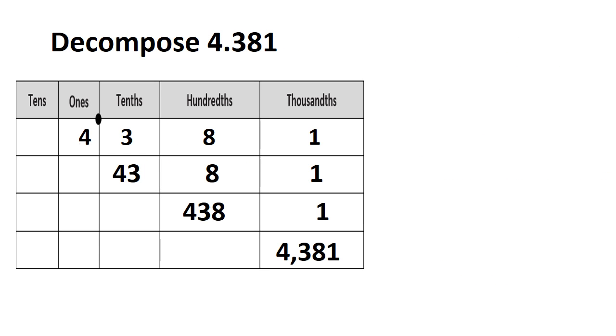Now let's look how we decompose the next number. This is 4 and 381 thousandths. So when I take it from standard form and plug it into our place value chart, you can see we have 4 ones, 3 tenths, 8 hundredths, and 1 thousandths. Now if I rename it in tenths, I read 43 tenths, 8 hundredths, 1 thousandths. If I wanted to rename in hundredths, I would read 438 hundredths, 1 thousandths. And if I wanted to rename the whole number in thousandths, I would read 4,381 thousandths.